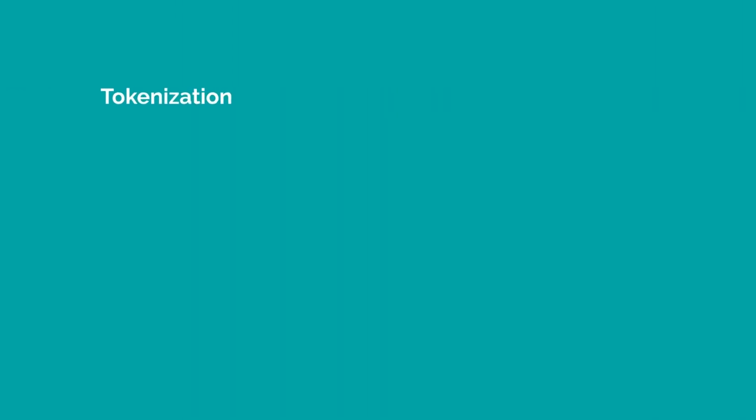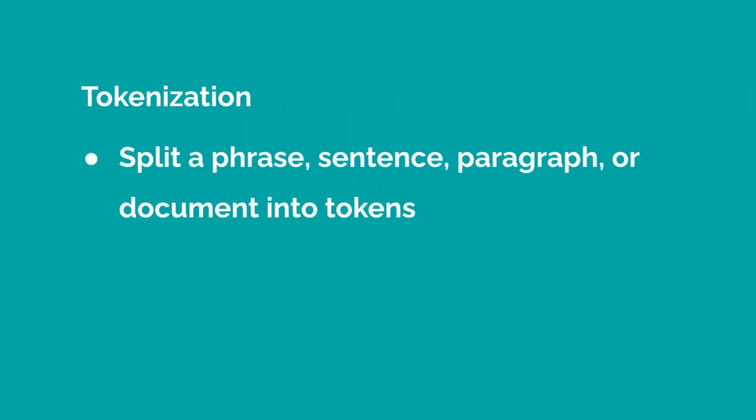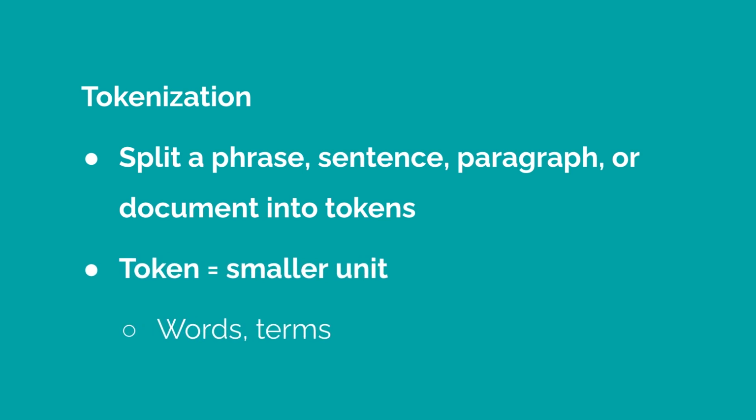So what exactly is tokenization? Well, it is where you split a phrase, sentence, paragraph, or even a whole document into tokens. So instead of having a whole document to work with, you are going to split it so we can go word by word or phrase by phrase. A token is basically a smaller unit, and typically it is a word or a term.